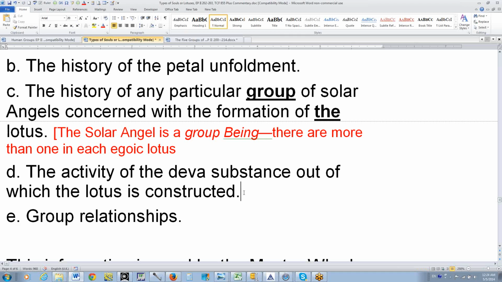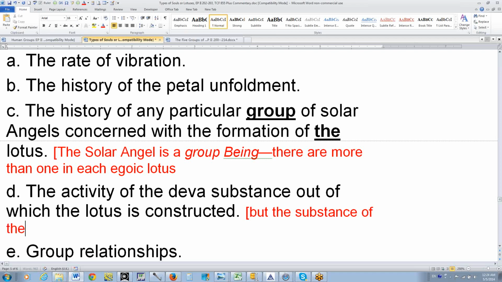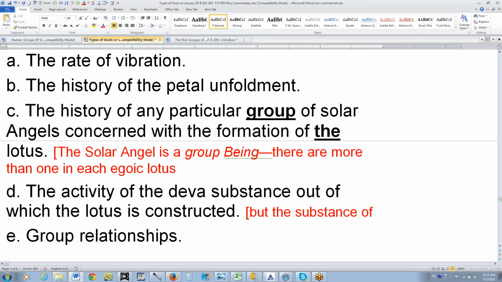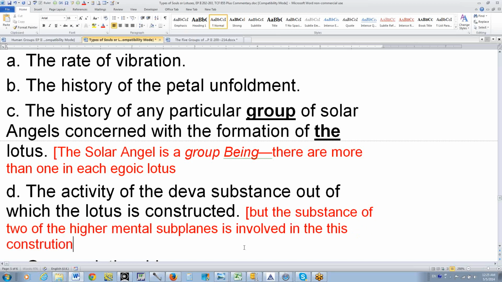So let's just say that we sometimes read that the solar angel produces the egoic lotus out of its own substance, but at least two of the higher mental subplanes are involved in this construction, and not only the substance of the solar angel.